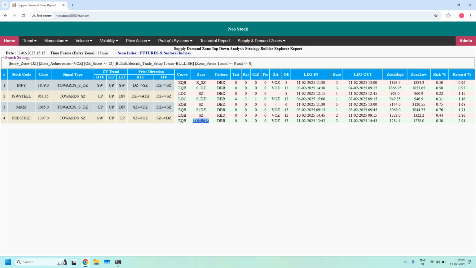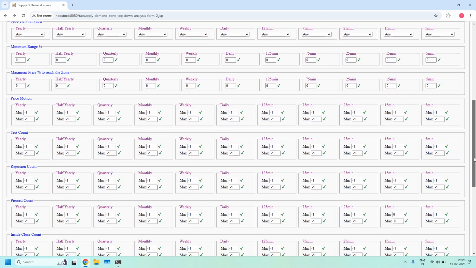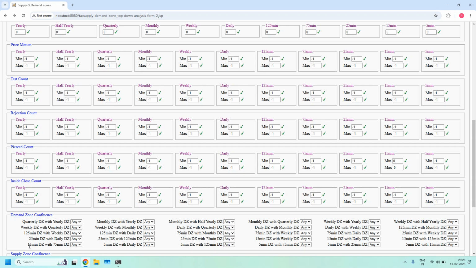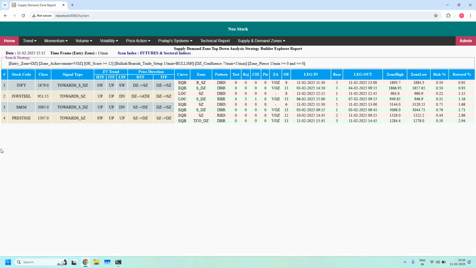We have 4 15 minutes demand zones. Out of these 4 15 minutes demand zones, how many are having ITF demand zone confluence? Let us verify. That is 15 minutes demand zone with 75 minutes demand zone confluence. I am enabling the filter. With this filter applied on the 4 stocks, we got all the 4 stocks. That means all these 15 minutes demand zones are overlapped with 75 minutes demand zone.